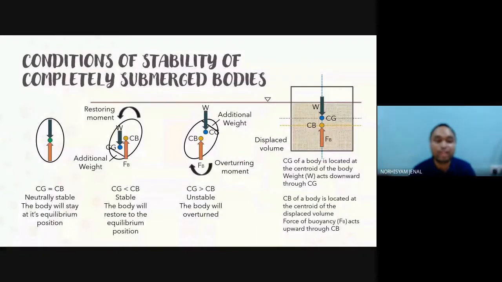So the condition of stability of completely submerged body depends on three different pictures over here. Okay. So before we go further on this, I will explain to you the differences between each one of them. Okay, the first one, if you check from the picture on the right, the picture on the right shows that we have two different points in a body. Number one is called center of gravity, and center of gravity of a body is located at the centroid of the body, okay? And this is where you have the weight of the body acts downward towards this point, okay?